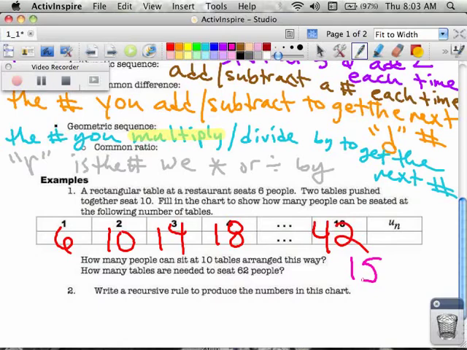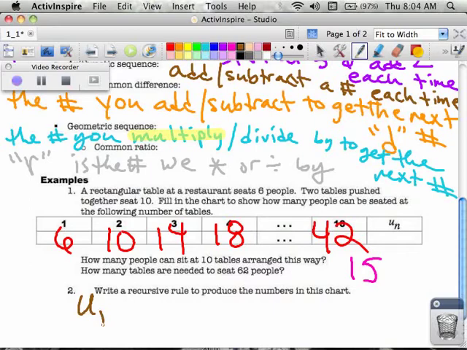Now we want to write a recursive rule. This is kind of what the whole idea is in this section. So what I want to tell you is, in recursion, there are 2 things that you have to have. The first thing is where you start. So we're going to say that the first number, which we're going to call u sub 1. Now when I say the u means that I'm talking about a recursive equation.